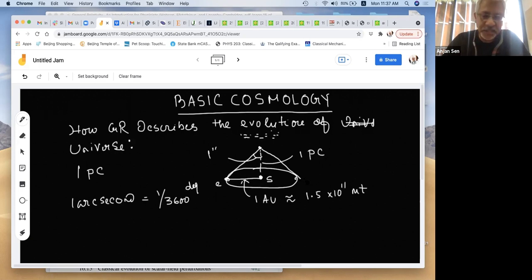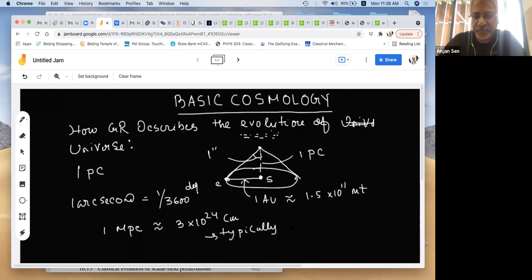The typical unit that is interesting for us is around 1 megaparsec. That is what we are mostly interested in. This is roughly 3 times 10 to the power 24 centimeters, and this distance is typically the distance between two galaxies.